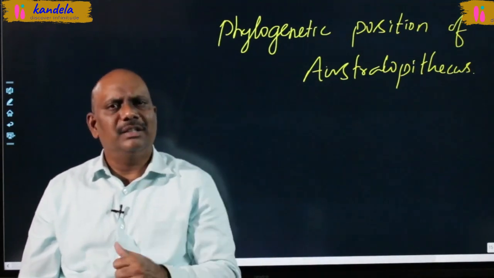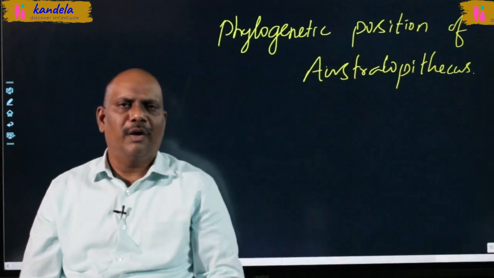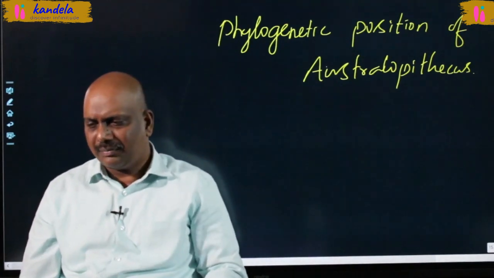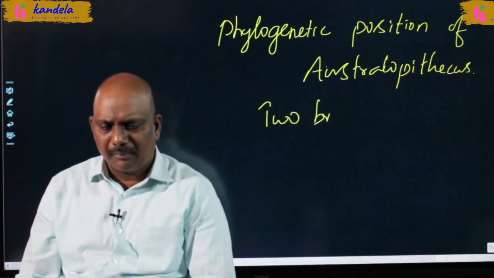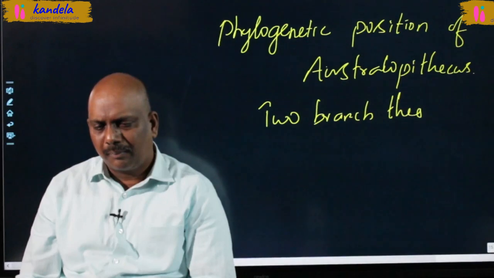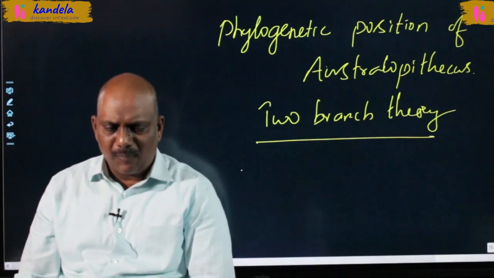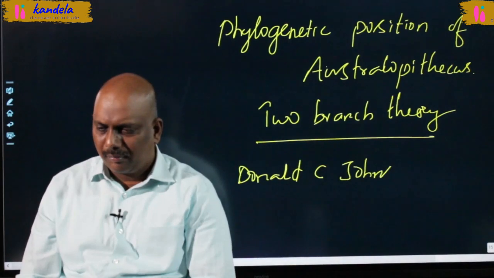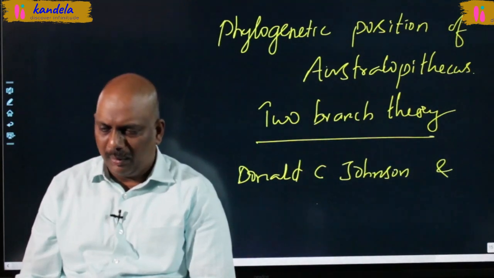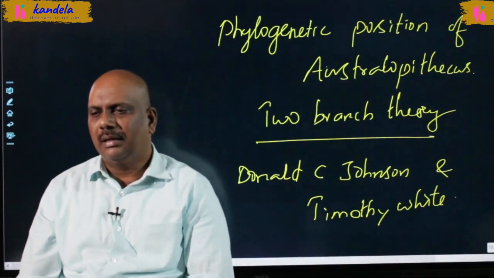But again, there are variations. We have gracile, we have robust. What actually happened to them? What was the fate and outcome? That's what we are going to discuss. So first, there is the one, not two branch theory for the evolution of Australopithecus. This was given by Donald C. Johanson and Timothy White.